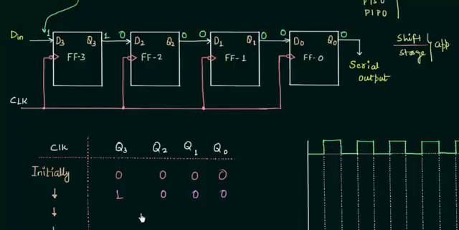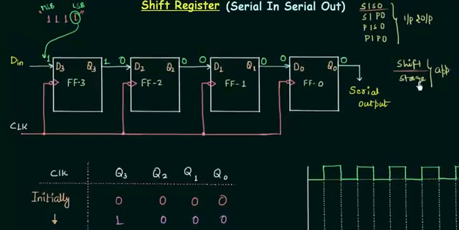Because of this changed output, the input will also change, and we have to find out this changed input. We want to store 1111 in the shift register, and for that initially I have given 1 to D3. Now I have to give this 1 to D3 again, so I will have D3 equal to 1. This is the input for flip-flop number 3. Now we want to find the input for flip-flop number 2, that is D2, and D2 is equal to Q3. Q3 is 1, so D2 is going to be 1. D1, the input for flip-flop 1, is connected to Q2.